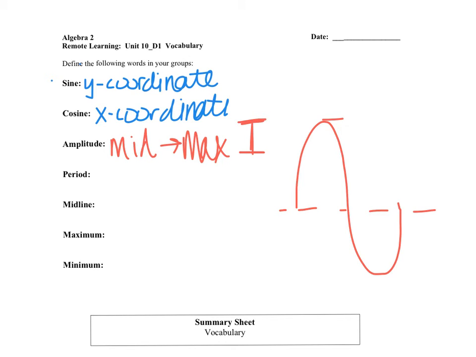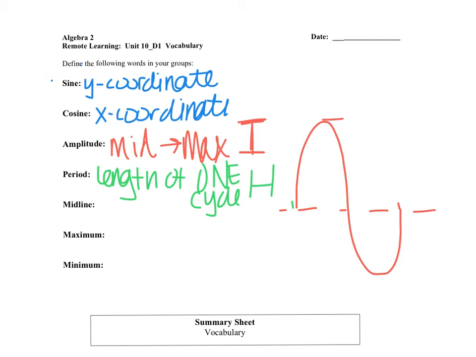Next up, we have a period. This is the time it takes to reach all the values. So we say this is the length of one cycle. And we're looking at that horizontally. So from start to finish where you reach all of the values. Next up, we have what's called the midline. The midline is just the middle of the graph.